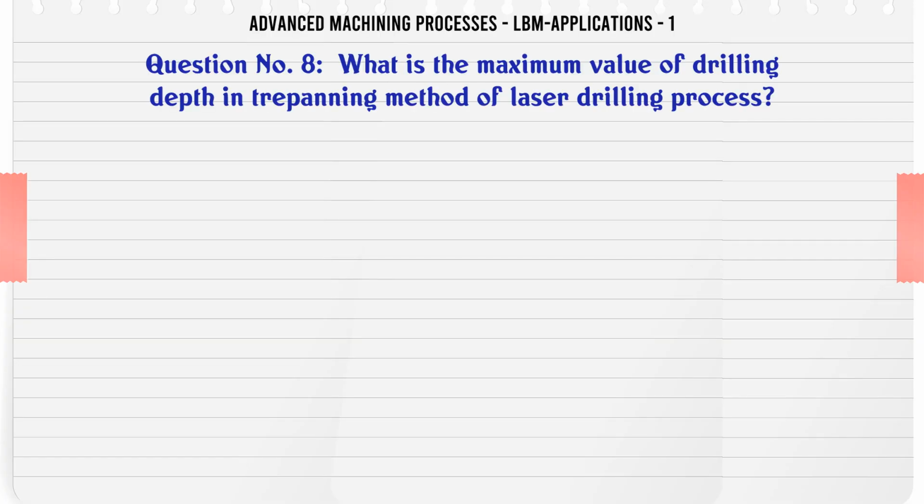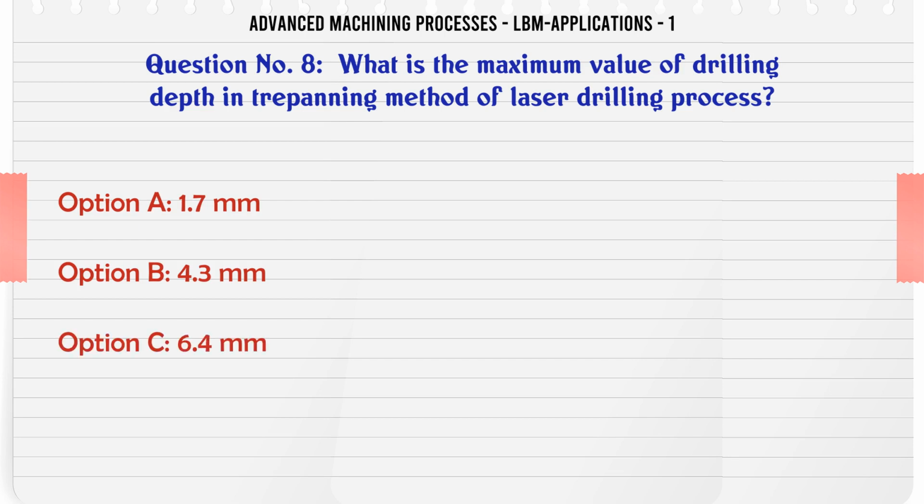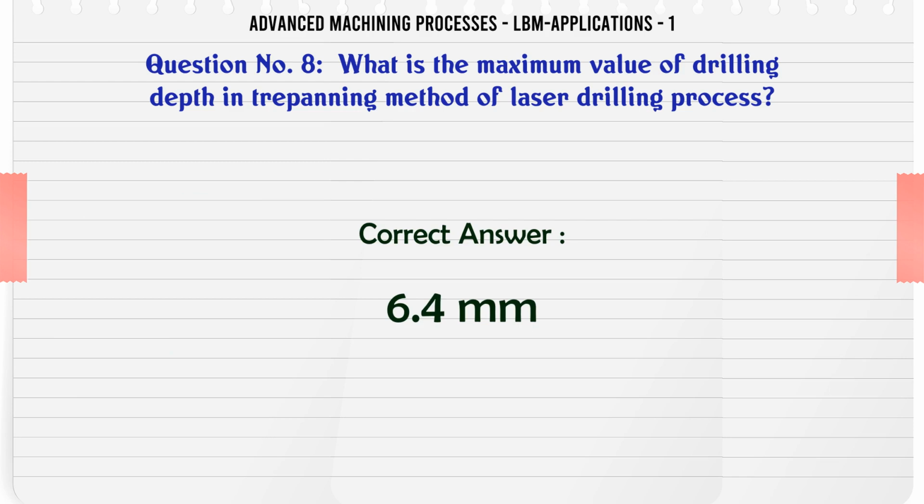What is the maximum value of drilling depth in trepanning method of laser drilling process? A. 1.7 millimeters, B. 4.3 millimeters, C. 6.4 millimeters, D. 7.9 millimeters. The correct answer is 6.4 millimeters.